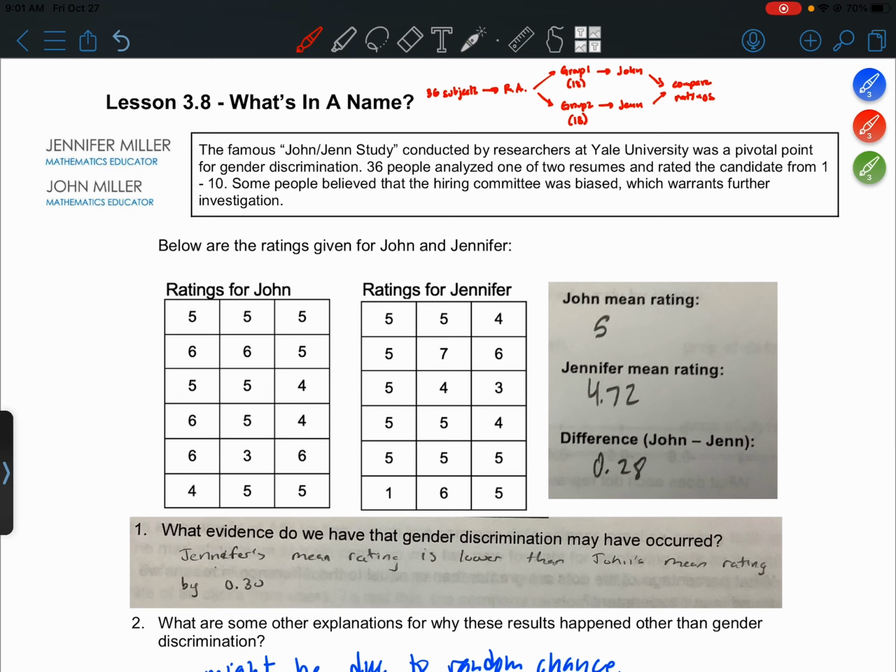Now we're going to refer back to these numbers later on, and so we're going to give them some labels right now. Okay, so the value 5, I'd like you on your notes to label this x bar 1. Okay. So x bar, remember, is the symbol for a sample mean, and then we're using the subscript 1 because, well, John was the first candidate. Okay. And then for the value 4.72, let's go ahead and label that x bar 2. Again, x bar because this is a sample mean, and the subscript 2 because Jennifer was the second candidate.